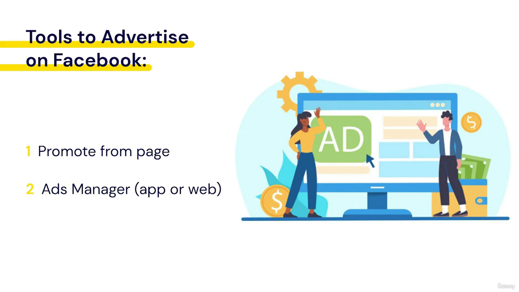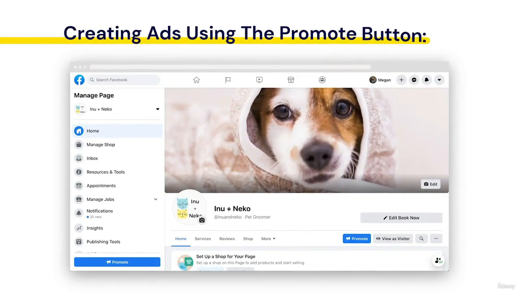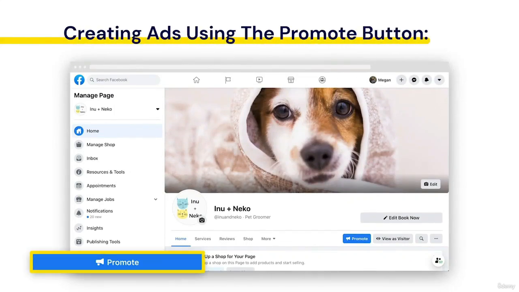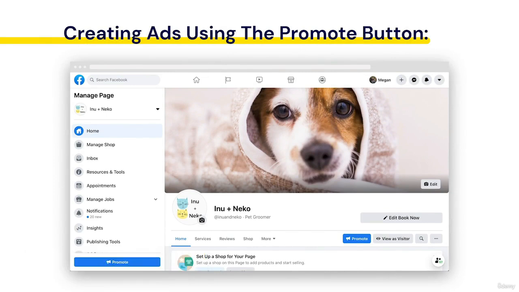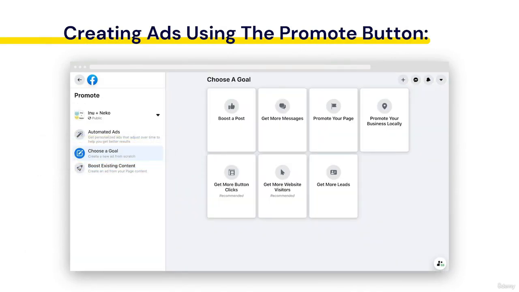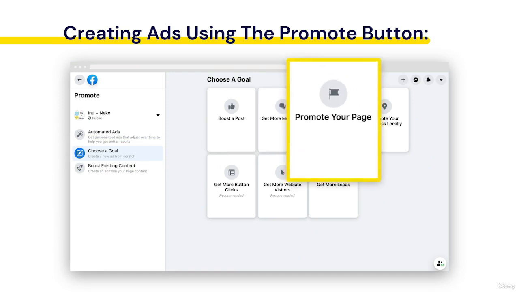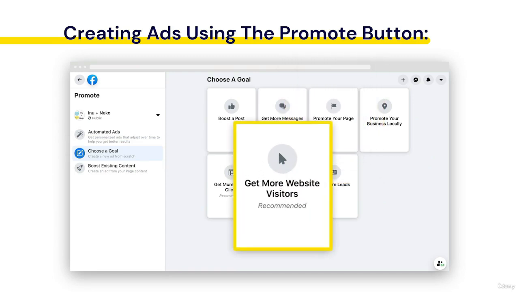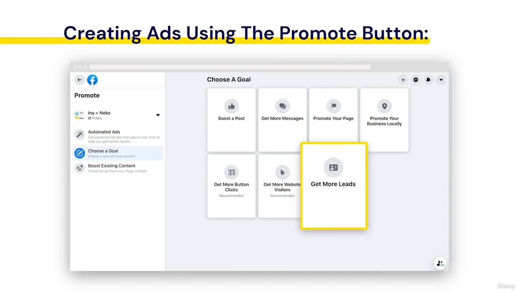Creating an ad from your page is a three-step process. First, you click the promote button at the bottom left corner of your Facebook business page. Then you choose a goal that aligns best with the goal for your ad. The available goals include promoting your page, getting more website visitors, getting more leads, promoting a call to action button, or boosting a post.